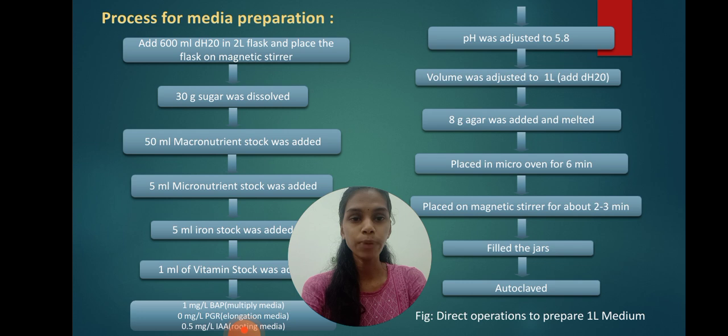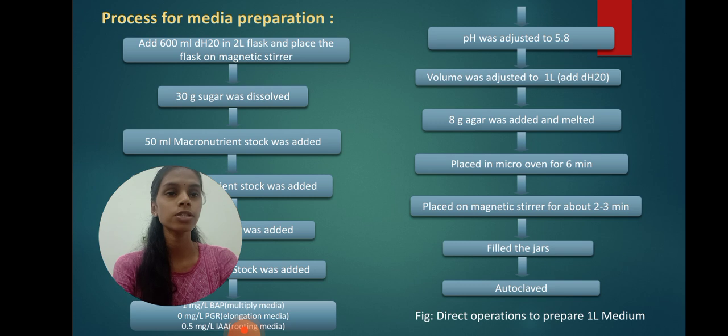In the case of multiplication media, we add 1 mg per liter of BAP, and in the case of elongation media, no PGR is added, and in the case of rooting media, 0.5 mg per liter of IBA is added. Then the pH was adjusted to 5.8. Then the volume was adjusted to 1 liter with distilled water, and then 8 grams of agar was added and melted in the solution.